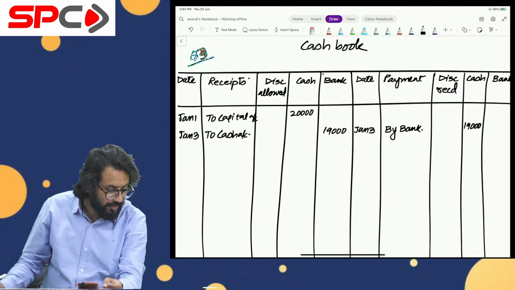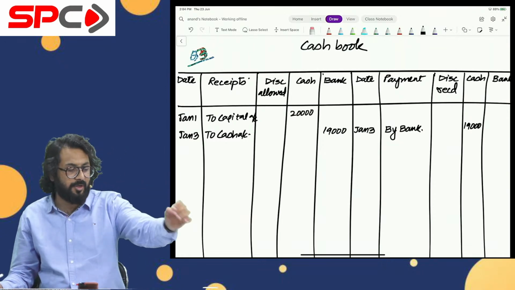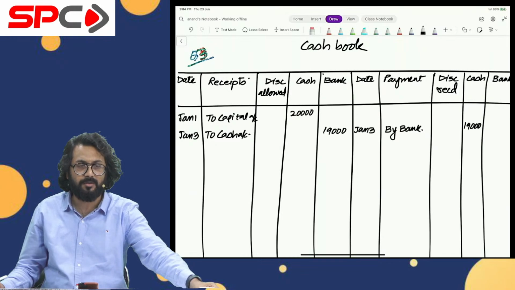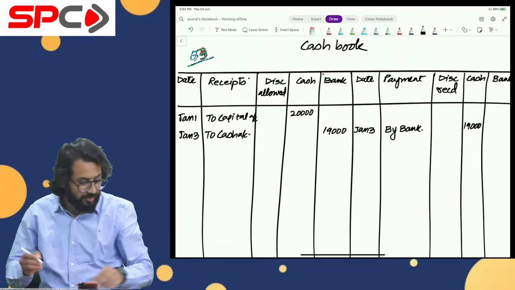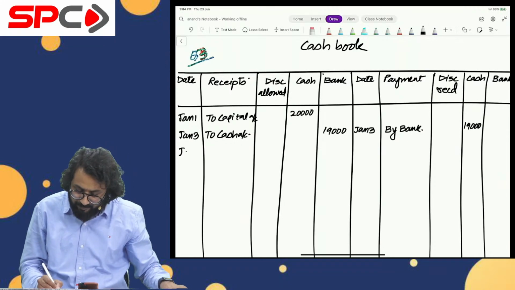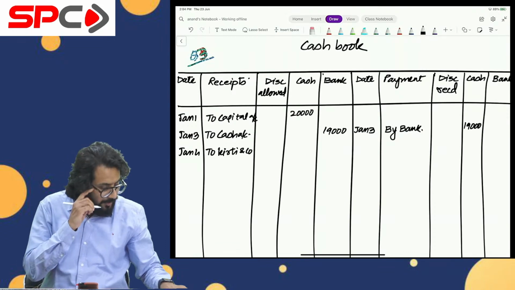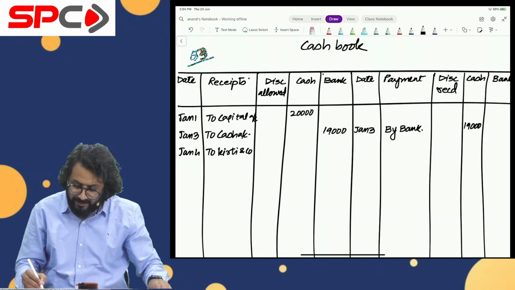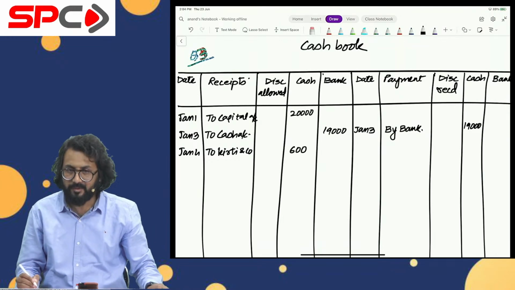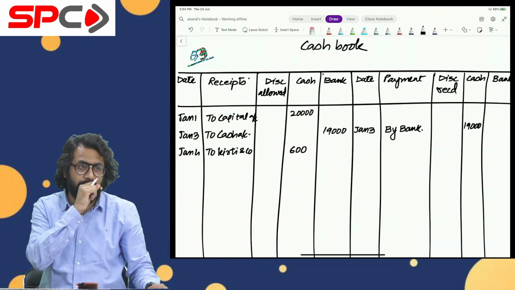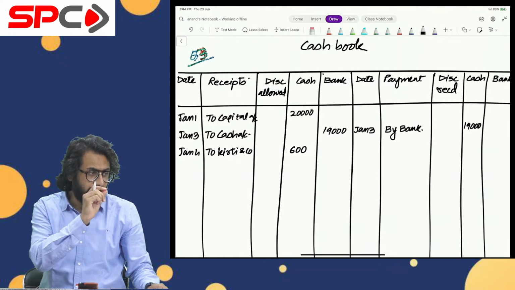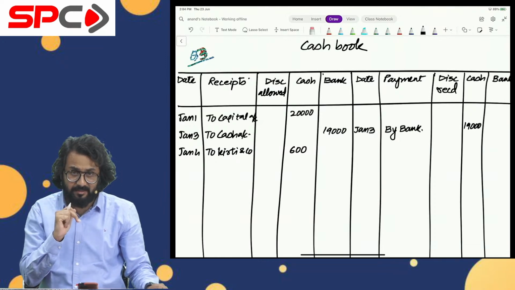Now, 4th, he received check from Kirti and company on account. Can I expect an entry from you people? Cash to Kirti. I am proud of you people. Cash to Kirti. So can I not say 4th Jan, to Kirti and company? In the cash column, I will write down how much? 600. Okay?